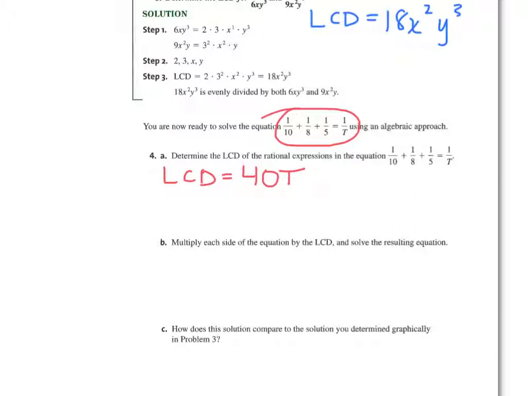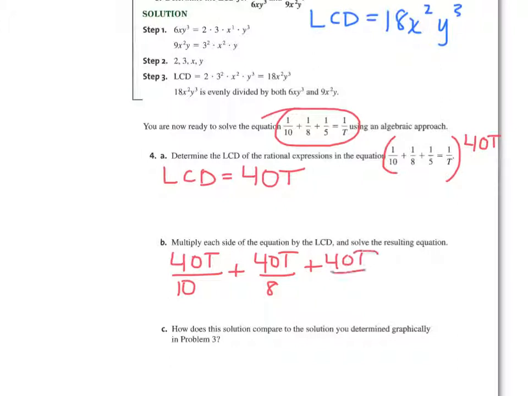So what I'm going to do to make this whole thing easier to solve is take this whole equation and multiply the whole thing by 40t. Okay, and watch what happens. When I do that, I'm distributing that 40t to everything. I get 40t over 10 plus 40t over 8 plus 40t over 5 equals 40t over t.